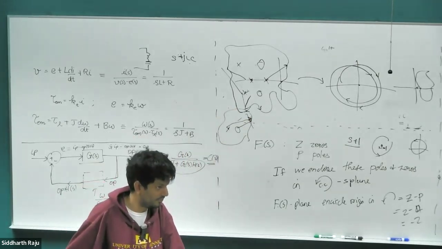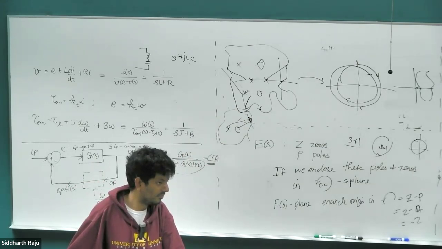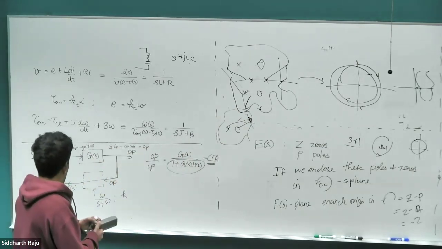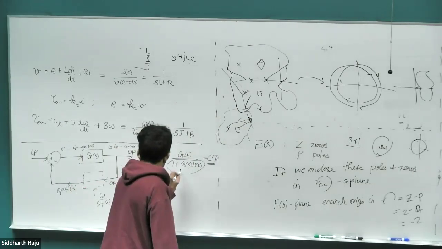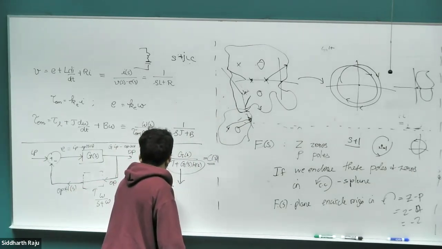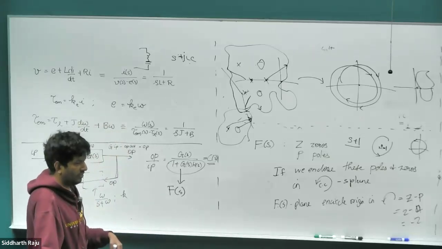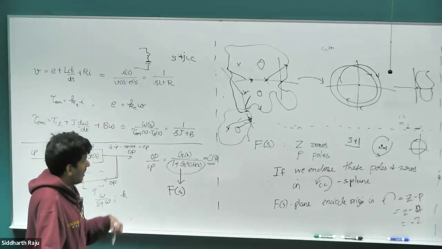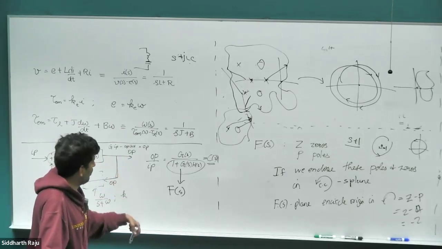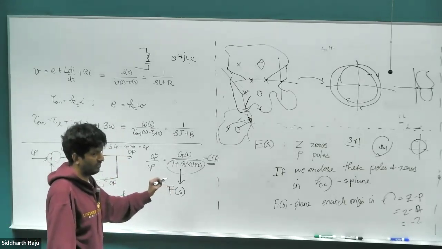Yep, Christopher. Can you go back to the significance of f of s, that system on the left? I think you wrote it was the numerator of that. So this is f of s: 1 plus g of s h of s. That is f of s. And when I say the numerator of f of s, that is what matters.